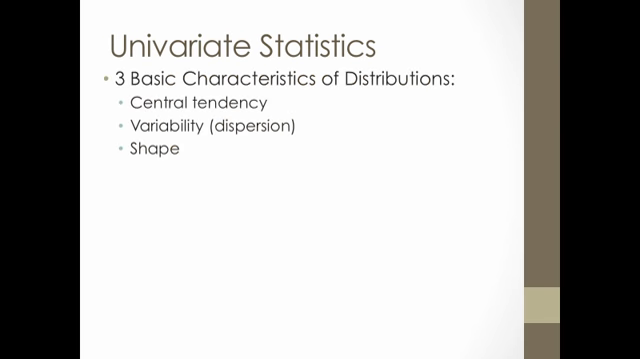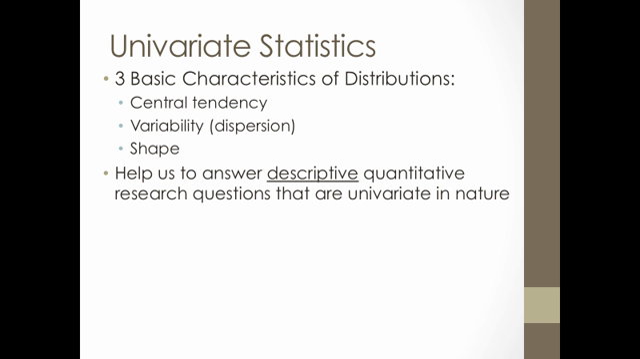So univariate statistics: there are three basic characteristics of a univariate or a single variable statistic. So the idea of central tendency, variability, and shape. And I'm going to go through all the specific statistics that are captured by these three constructs in this presentation. And for univariate statistics, let's connect back to our research questions and really what we're interested in finding out. So these don't stand alone in a vacuum. You should be using descriptive statistics to answer descriptive quantitative research questions that are univariate in nature.